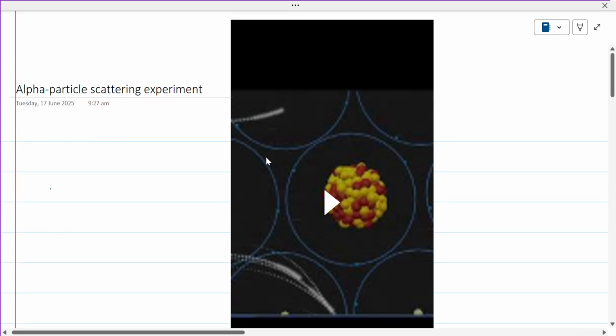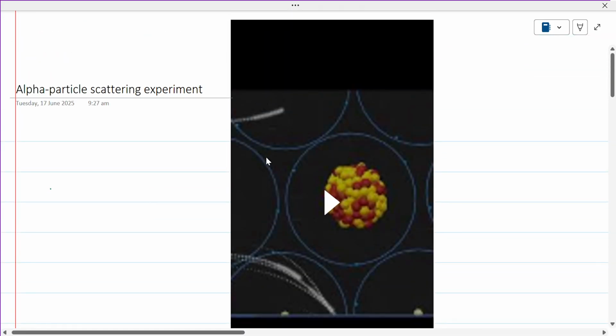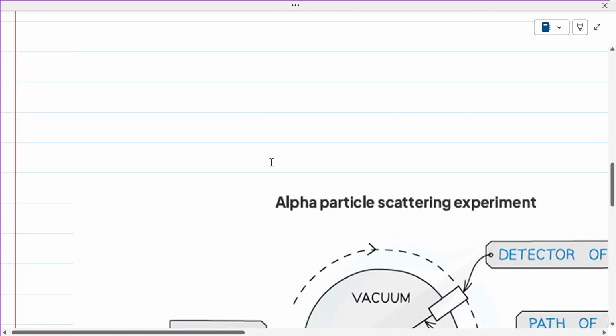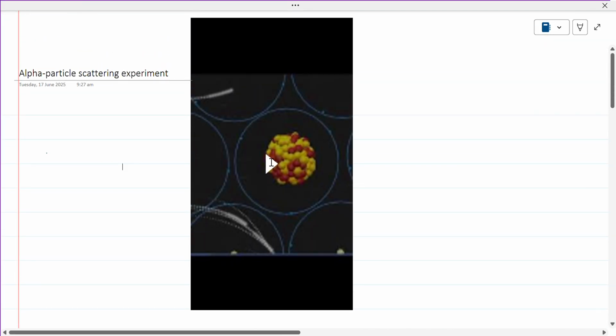So today we are going to discuss the alpha particle scattering experiment. Though you have learned a bit of it in O levels, here in A levels we are going to discuss in detail each and every part of the apparatus that we used, and we will also conclude the results and discuss how this experiment was done and what the conclusions were.